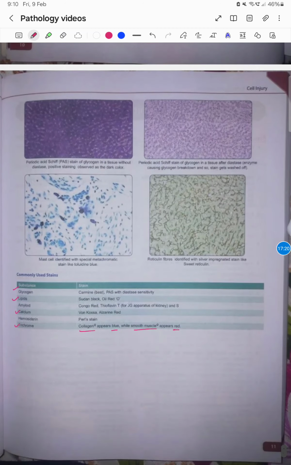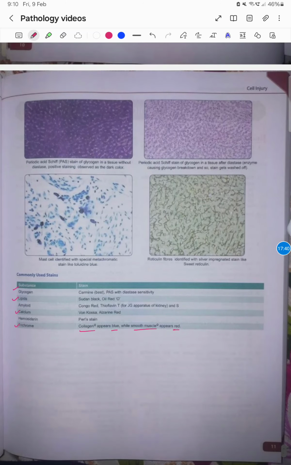Now, some of the stains used to find the intracellular accumulation. For glycogen, we have carmine stain. This is the best stain. Other stains are also present, like PAS with diastase sensitivity. What is PAS? It is periodic acid Schiff. For lipids, we have Sudan black and oil red O. For calcium, we have von Kossa and alizarin red.